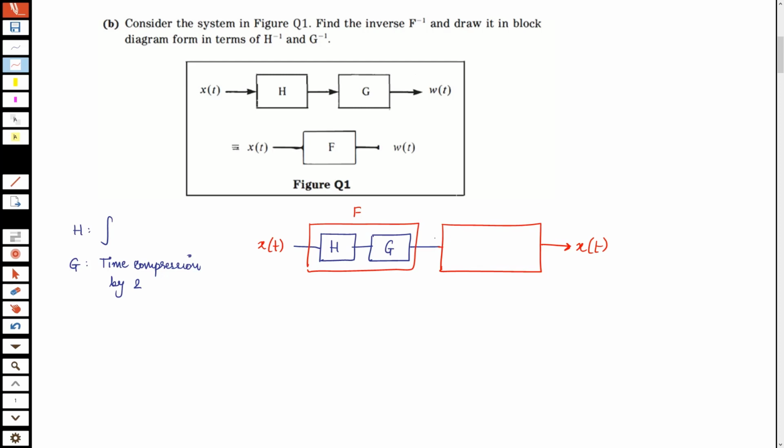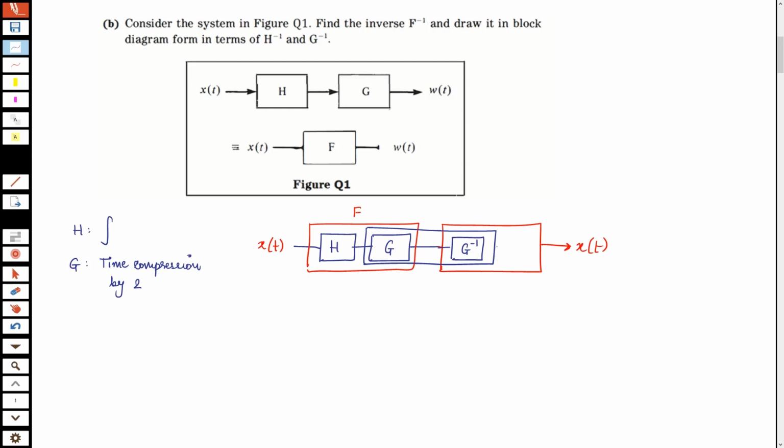Now, how do we do that? H is integrating the signal. G is compressing the integrated version by a factor of 2 along the time axis. Now, to reverse this process, we need that first the effect of this time compression is cancelled because it is happening later. That means we would need a system like G inverse that does time expansion by a factor of 2. That means we've got this as an identity system. Whatever is the input, the same thing comes out as the output.